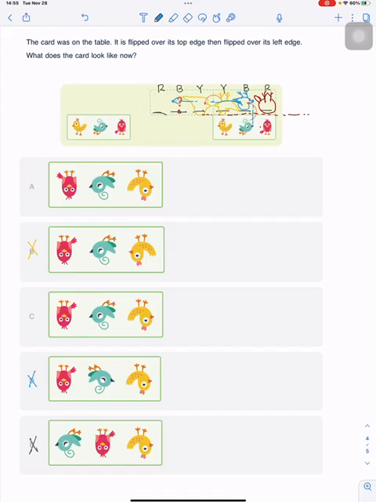Now, finally, we can go ahead and observe the red bird. The red bird, as we know, in the previous flip, the tail is pointing to the left, right? But now, after we flip it over its left, let's see, where should it be pointing to? Now, the tail should be pointing to the right, right? After we know that, we can eliminate choice A, and the only choice we have is going to be C.